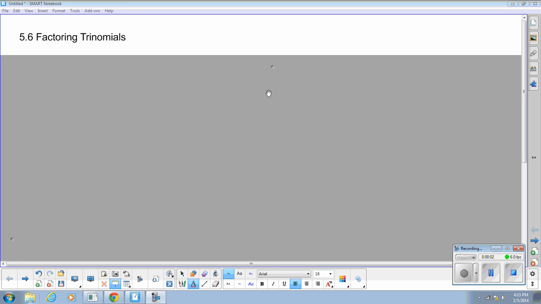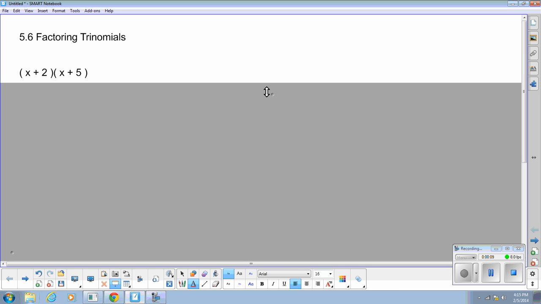Lesson 5.6, factoring trinomials. Back in lesson 5.4, you were given a binomial times a binomial, and you were asked to multiply that.